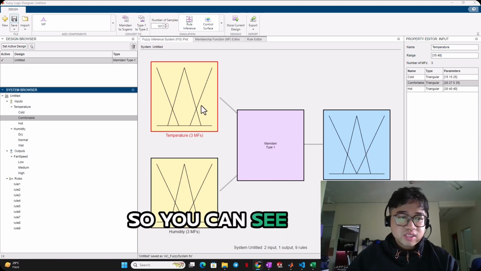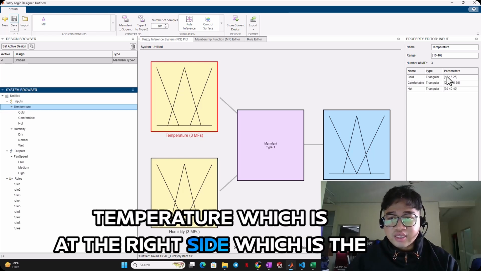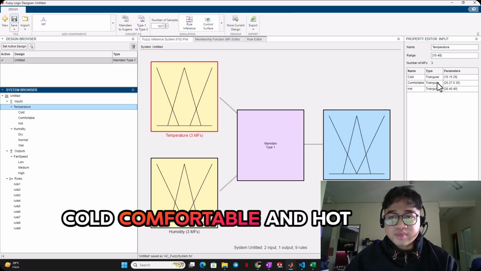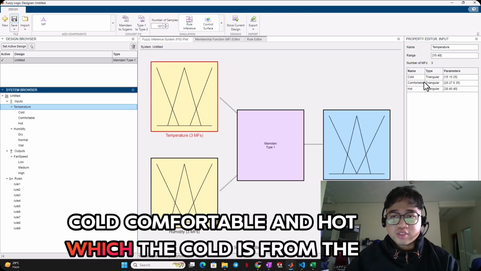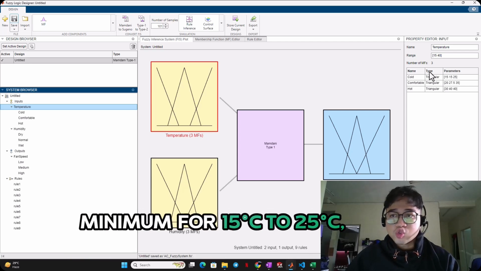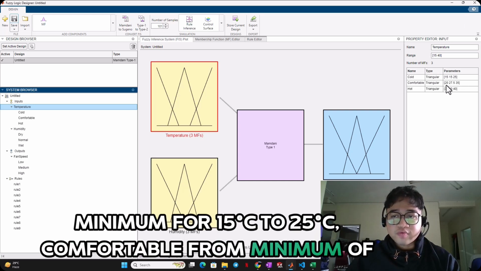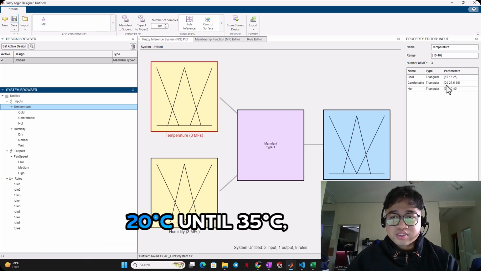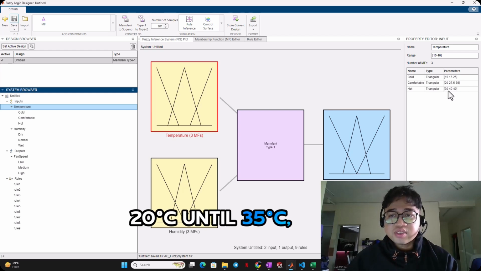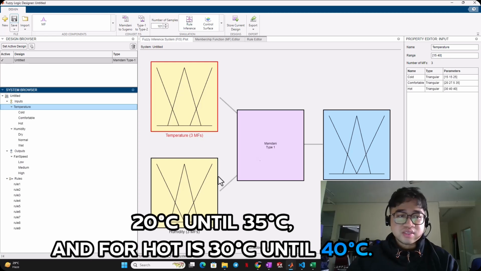For the temperature input, we have cold, comfortable and hot. Cold ranges from a minimum of 15 degrees Celsius to 25 degrees Celsius, comfortable from 20 degrees Celsius to 35 degrees Celsius, and hot from 30 degrees Celsius to 40 degrees Celsius.